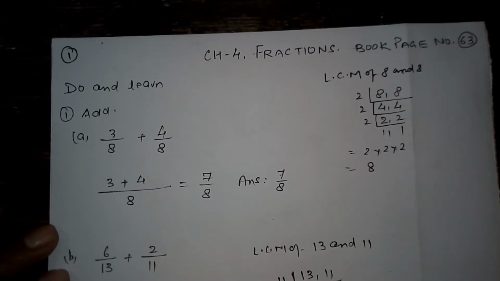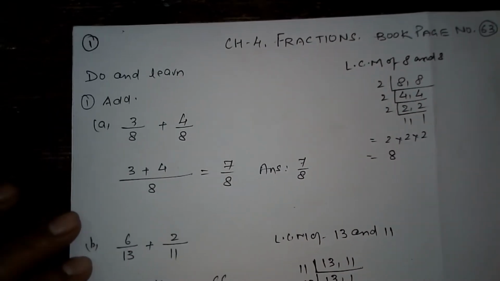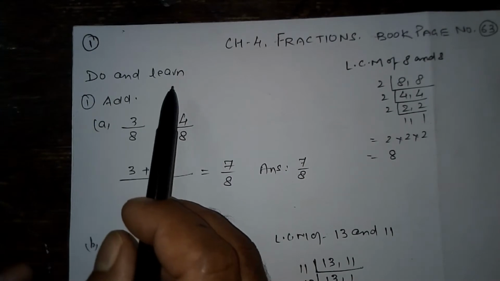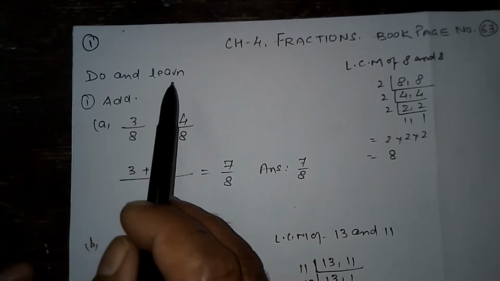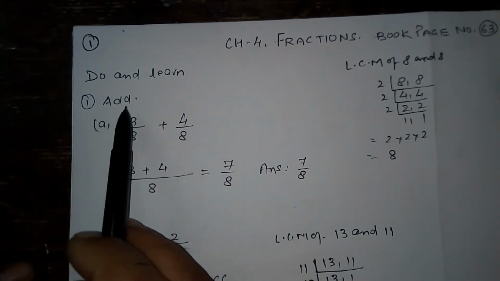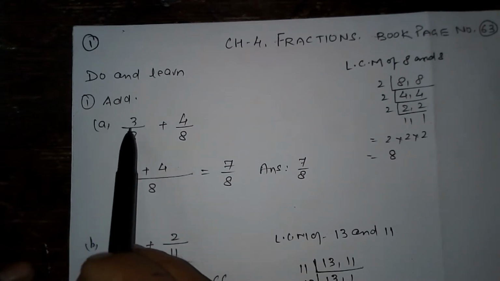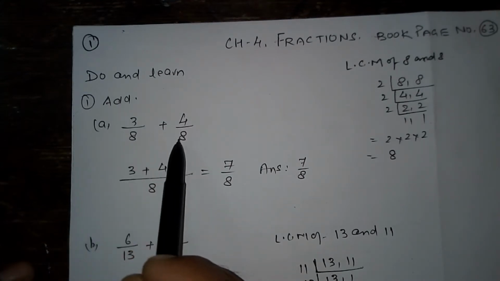All these questions depend on your book from page number 63. My dear students, your first question is Do and Learn from page number 63. This is your first question. Add 3 upon 8 plus 4 upon 8.